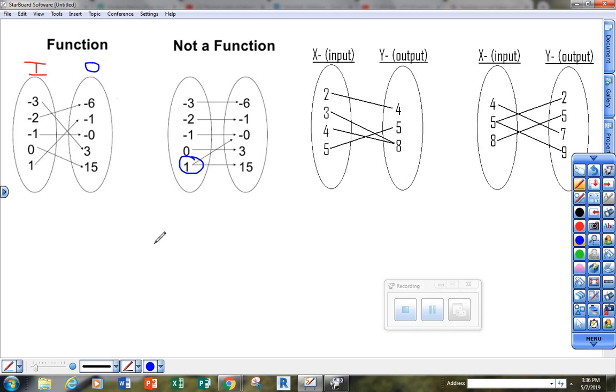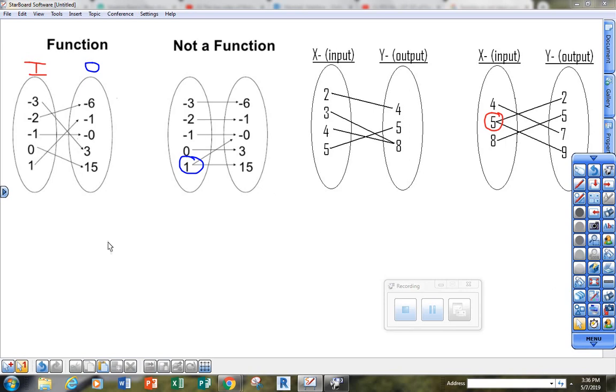You can't have that. These are good, a function: one arrow from each number. I don't care if they're all pointing to the same number, but one arrow from each number. This one is bad, because I have 5 with 2 arrows shooting at 2 different numbers. Cannot have that.